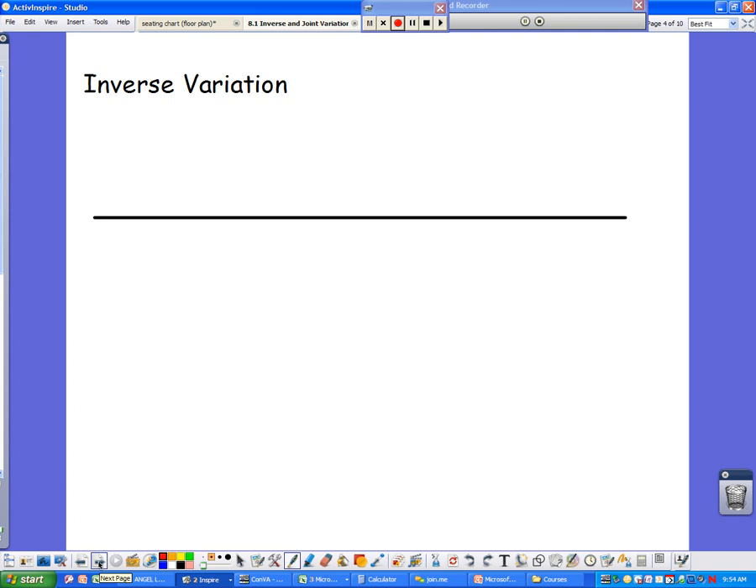In direct variation, when one goes up, the next one goes up. In inverse variation, if one goes up, the other one has to go down. So in inverse variation, y equals that variable k divided by whatever your x value is. Let's take a look at example number 1.